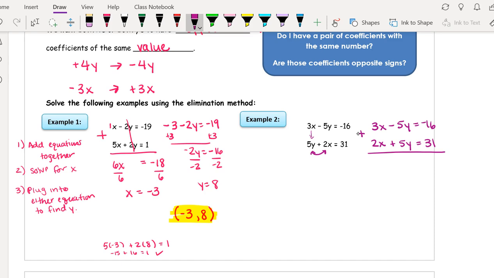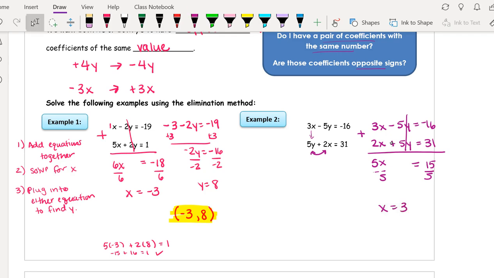Now I'm going to take these two equations and add them together. Wait, I didn't check. Do I have a pair of coefficients with the same number? 3 and 2? Nope. 5 and 5? Yep. Are they opposite? Negative, positive. So yes, I am able to combine these and eliminate. So I add and I get 5x. Negative 5y plus 5y is 0. And 31 and negative 16 is 15. So I divide by 5 and I get x equals 3.